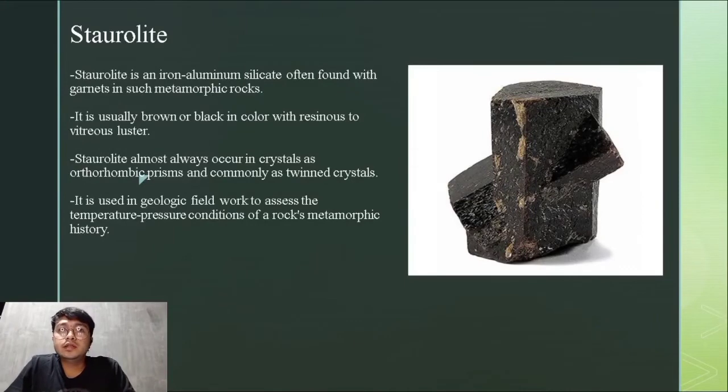Staurolite. Staurolite is an iron aluminum silicate often found with garnet in metamorphic rocks. It is usually brown or black in color with a resinous to vitreous luster. Staurolite almost always occurs in crystals as euhedral prisms and commonly as twin crystals. It is used in geologic field work to assess the temperature, pressure, and condition of a rock's metamorphic history.